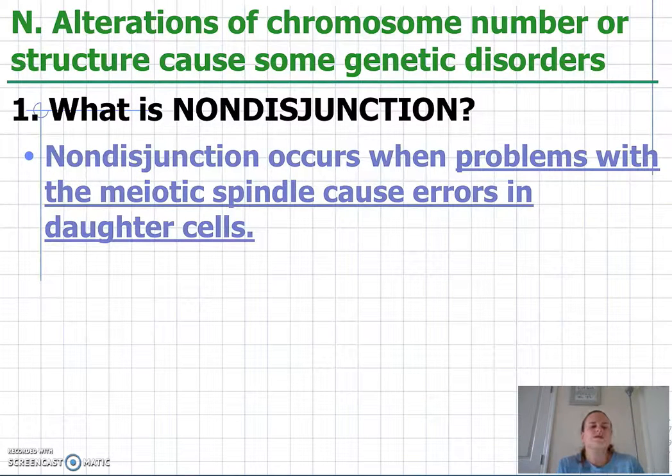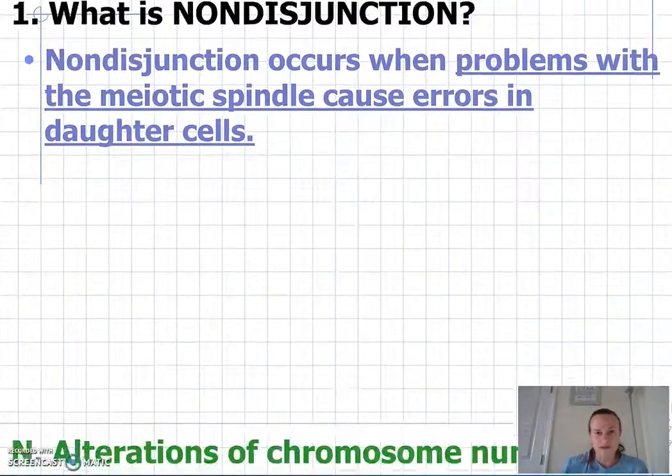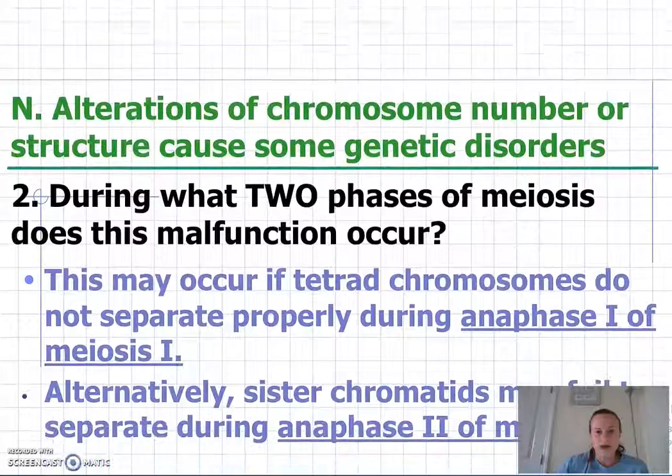Hi guys, Miss Francis here to talk to you about alterations of chromosome number or structure that can cause genetic disorders. Some of these will be a repeat of things that we discussed during our mitosis-meiosis unit, such as non-disjunction. So non-disjunction occurs when there are problems with the meiotic spindle, and then that causes an error in the daughter cell because the chromosomes fail to separate properly.